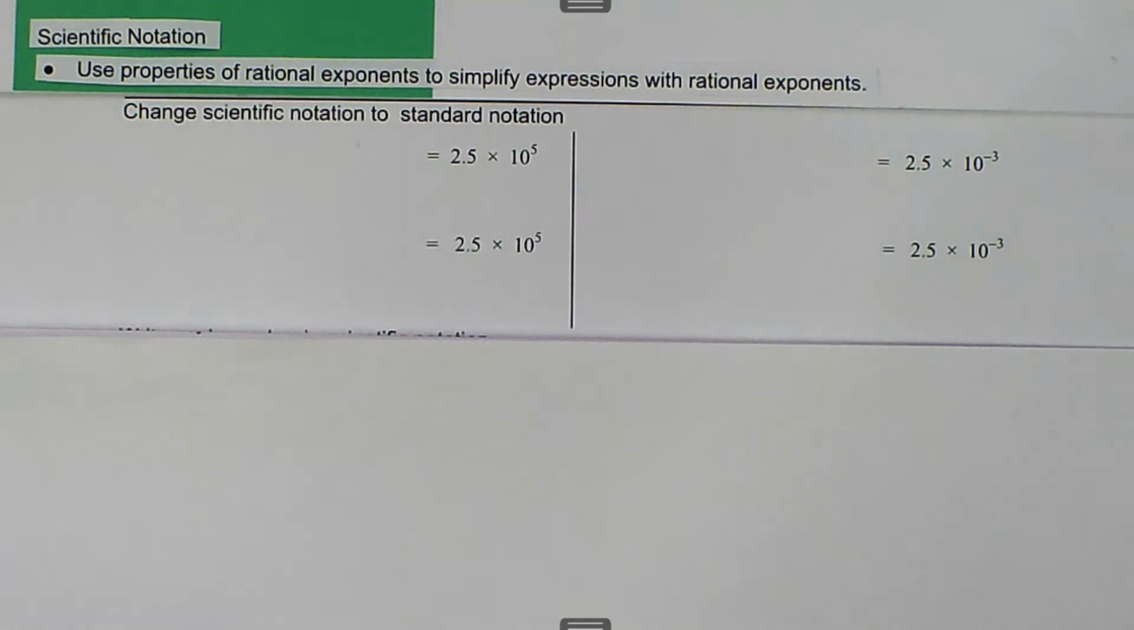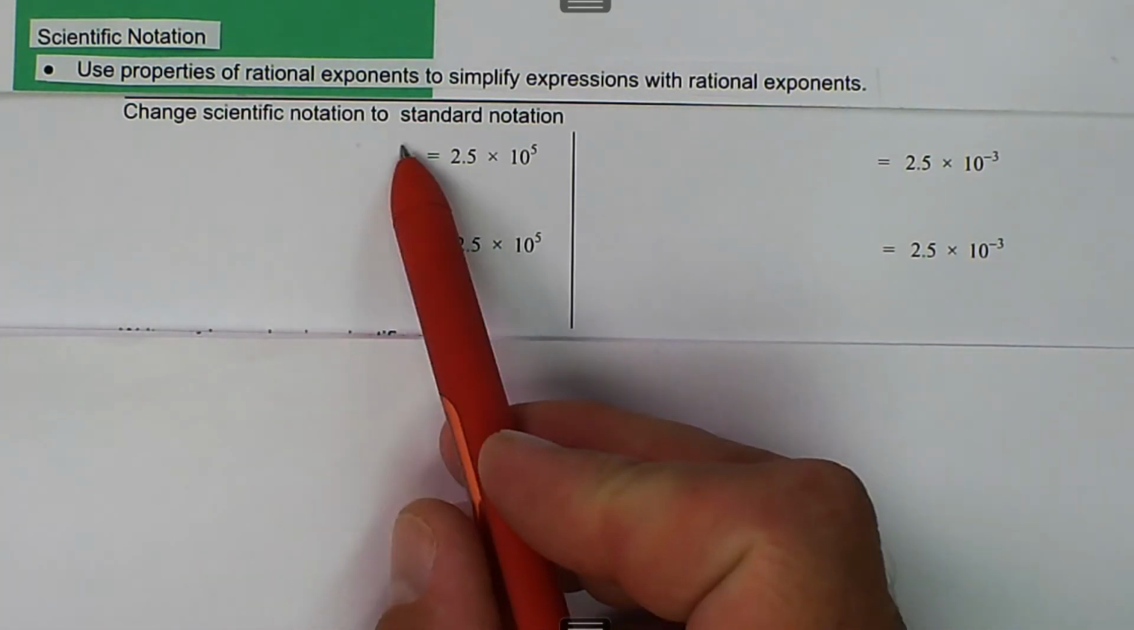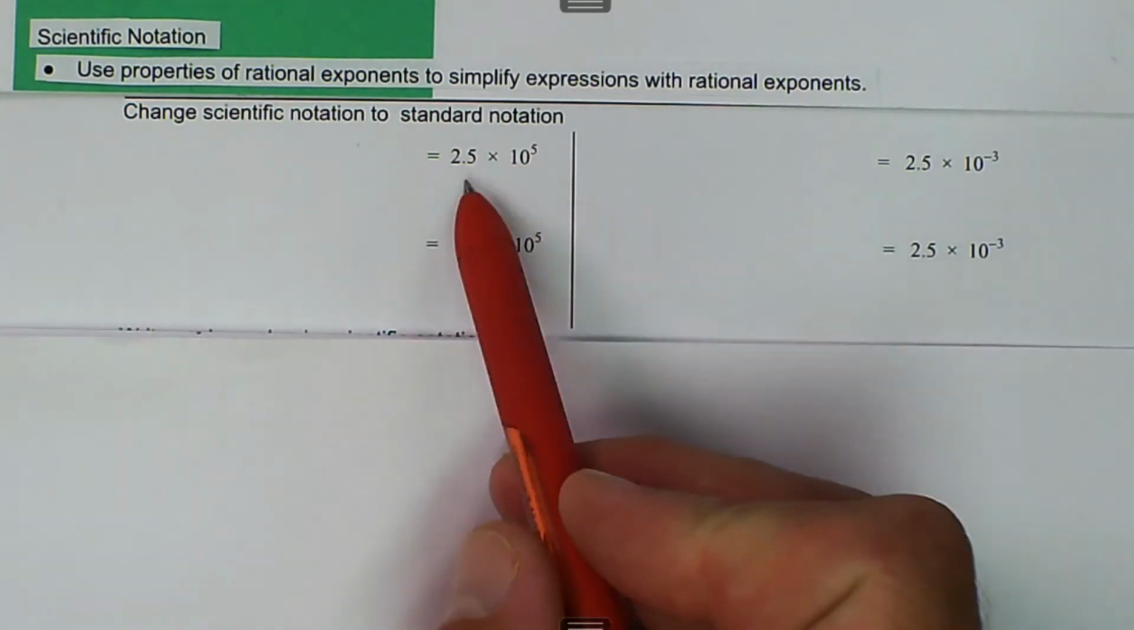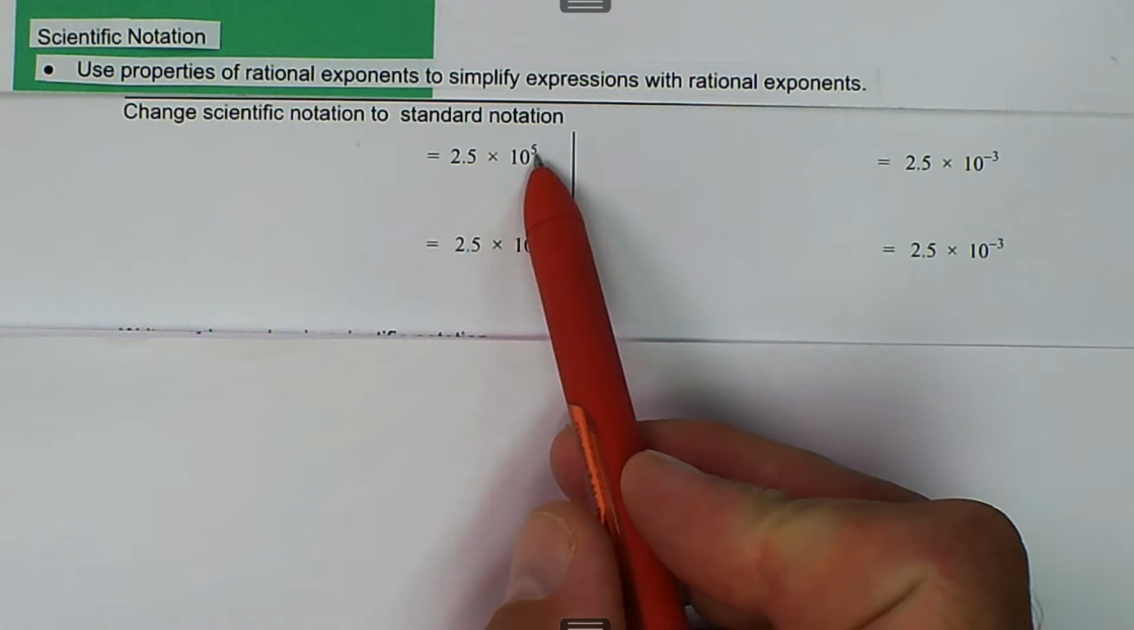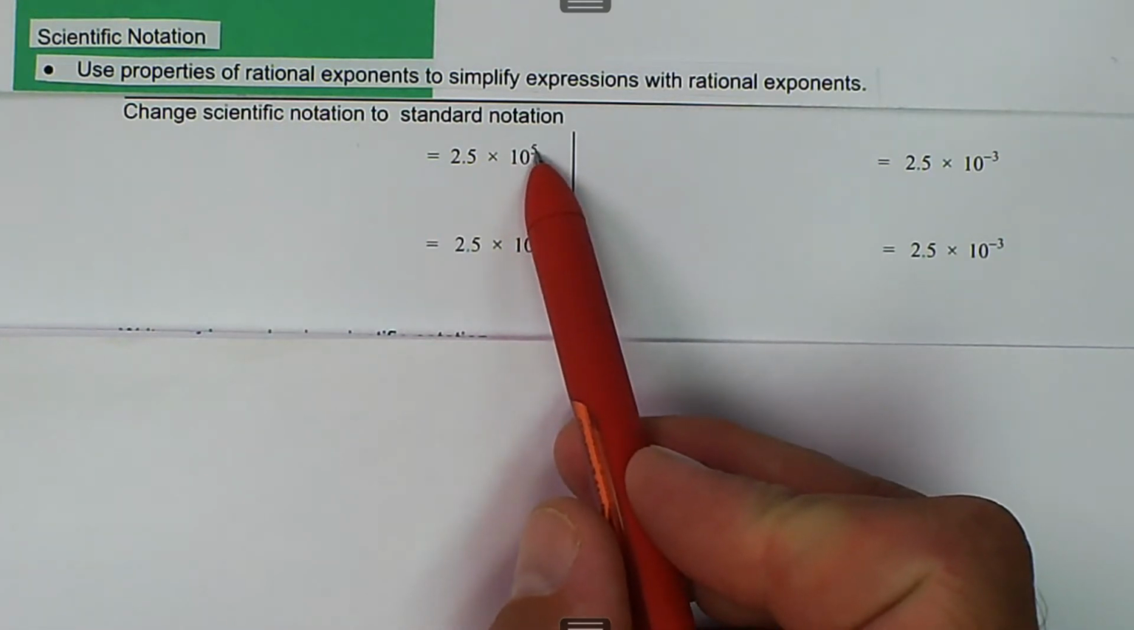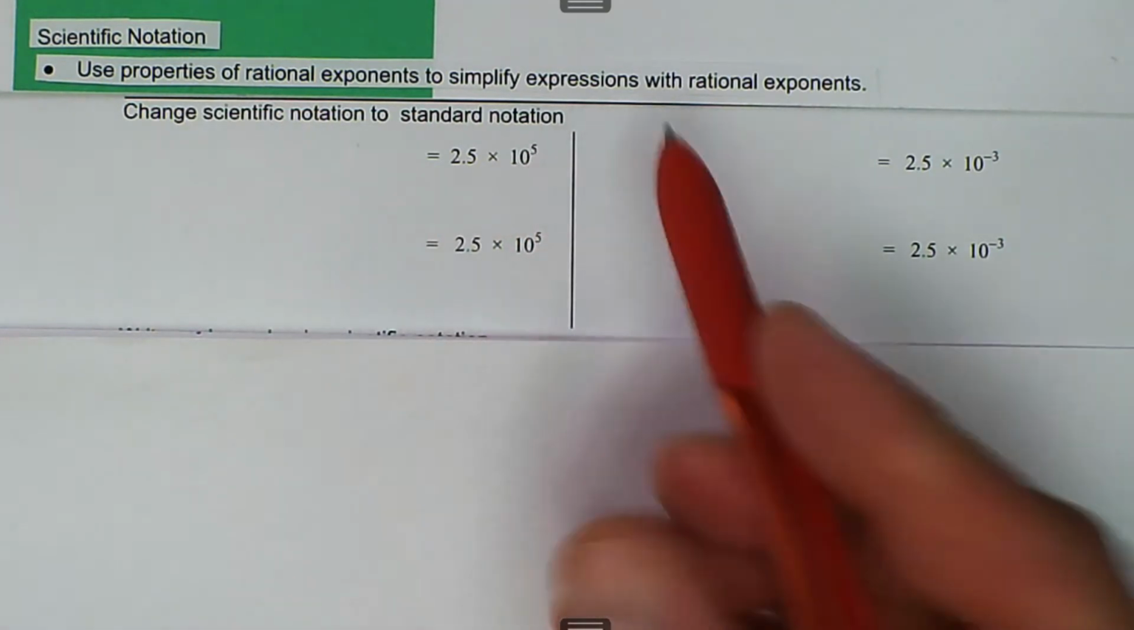We were talking about scientific notation, and we want to use properties of rational exponents to simplify expressions with rational exponents. So here we want to change from scientific notation to standard notation. So here's our scientific notation: 2.5 times 10 to the fifth. And when we have a positive exponent, that means that the number is going to get larger.